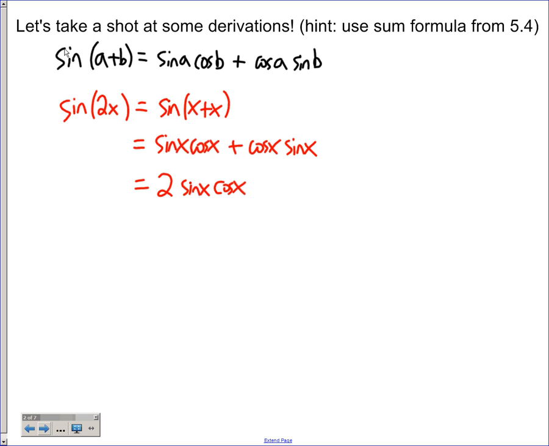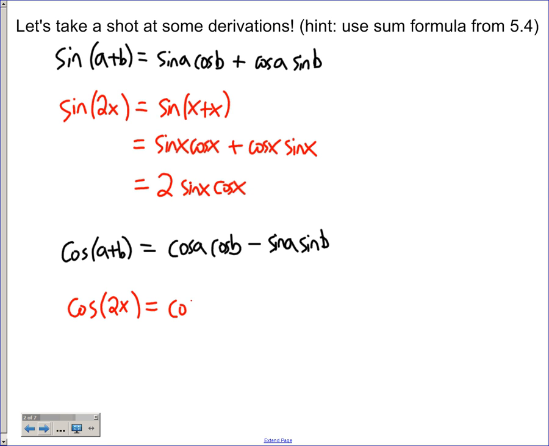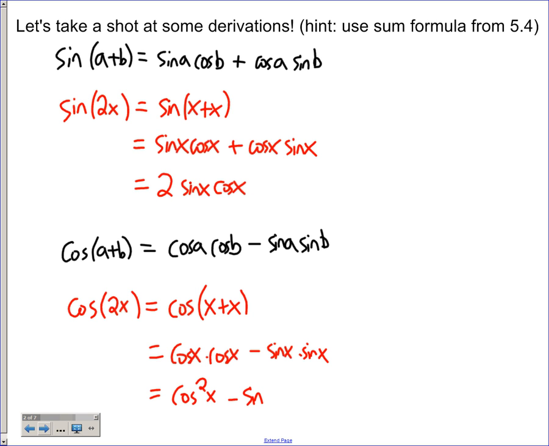We'll do a similar process for cosine. We've got cosine of a plus b, and our formula for this would be cosine a cosine b minus sine a sine b. So here we have cosine of 2x, which similarly would be cosine of x plus x, where a and b are both x. That's going to give us cos x times cos x minus sine x times sine x, which is equal to cosine squared x minus sine squared x. That's the first form of cosine of 2x that we have for our identities. The other two forms you can derive if you plug in for either sine squared or cosine squared with the Pythagorean identity. And tangent of 2x we could do with a very similar process.